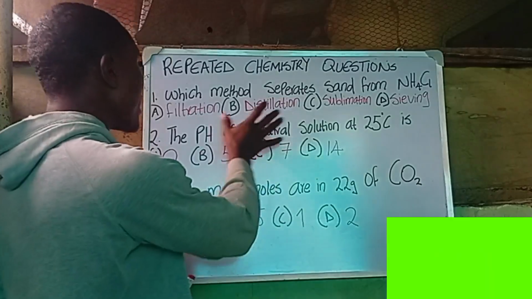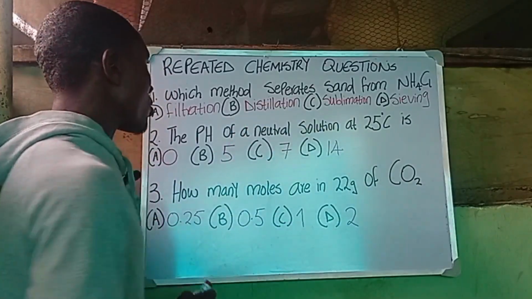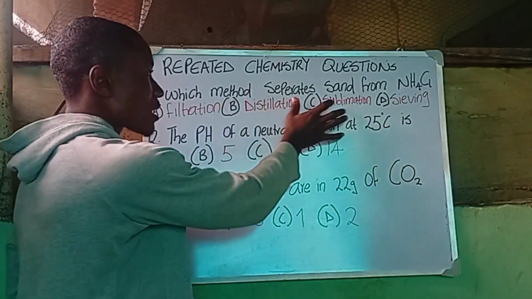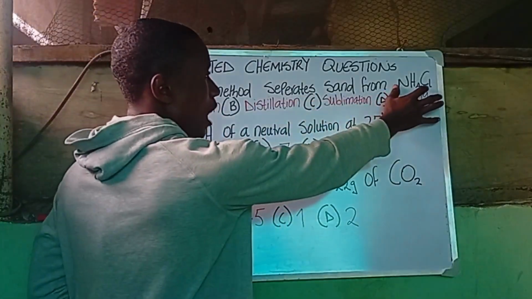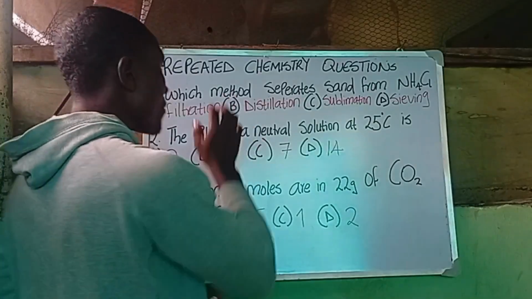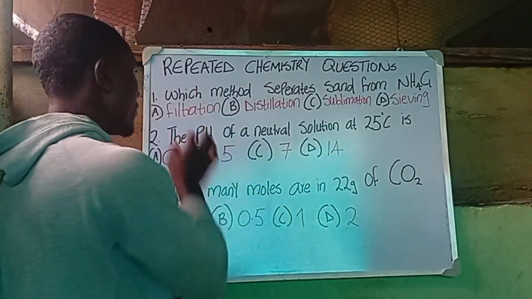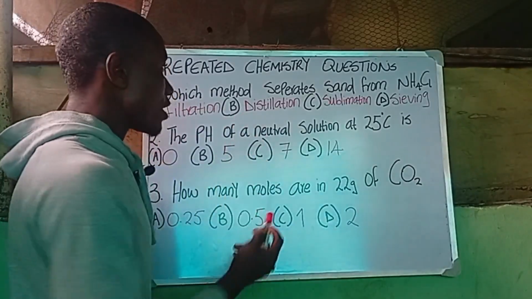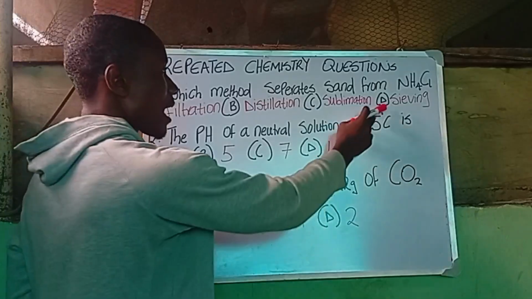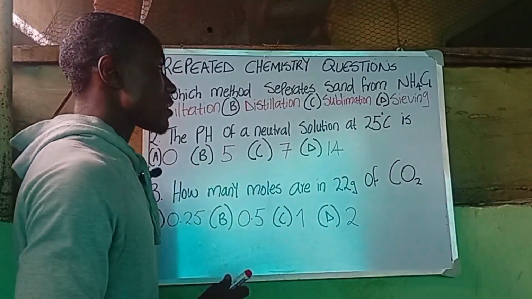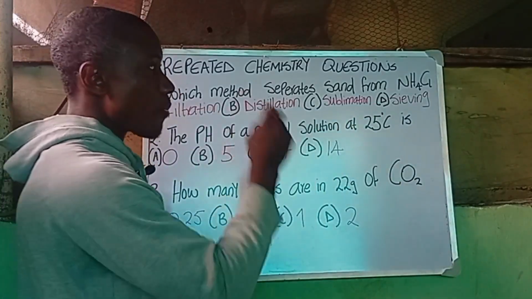And we are going to be hitting right away with the very first question here, which says, which method separates sand from ammonium chloride? We have A, filtration, B, distillation, C, sublimation, and D, sieving. Which method separates sand from ammonium chloride?